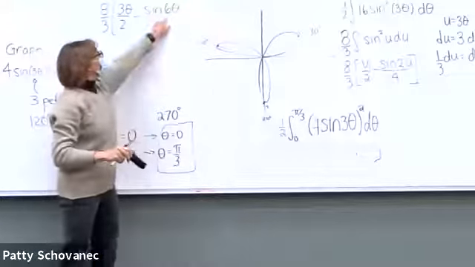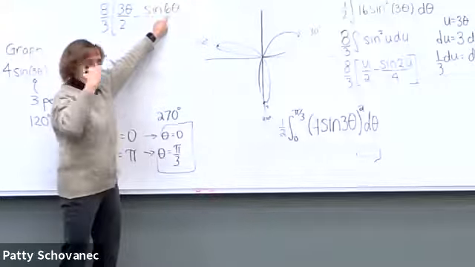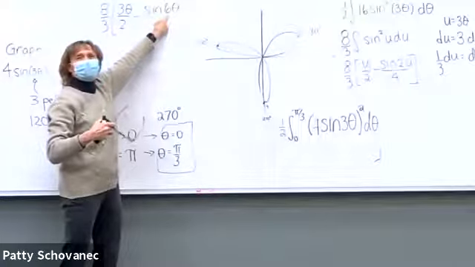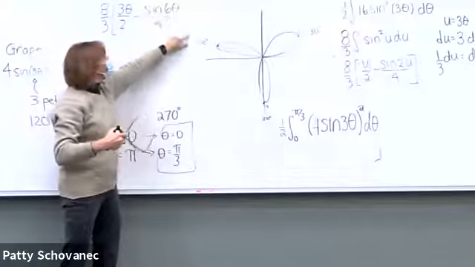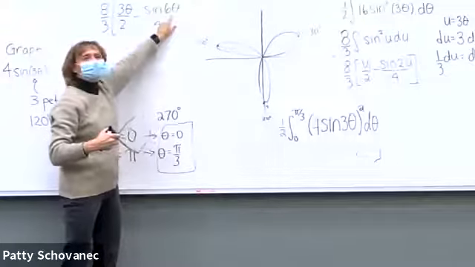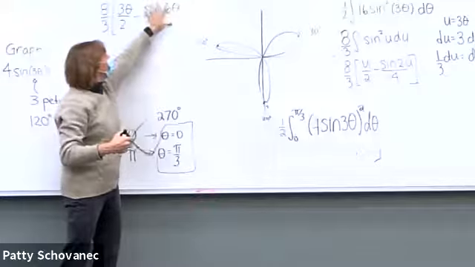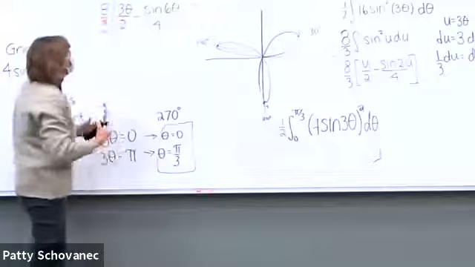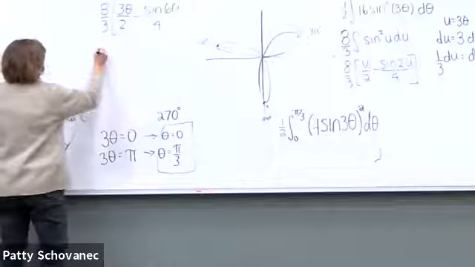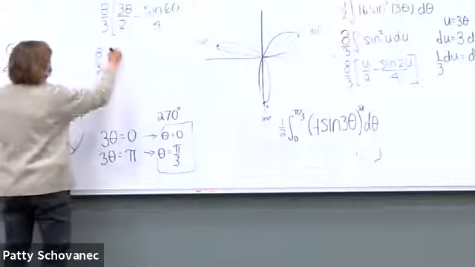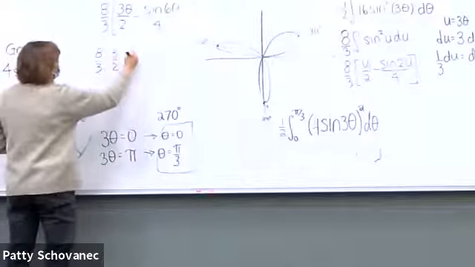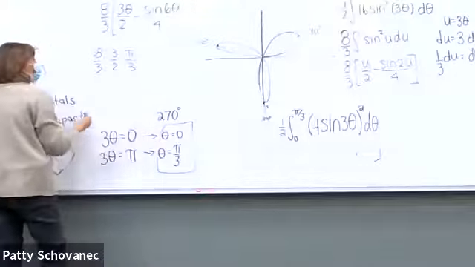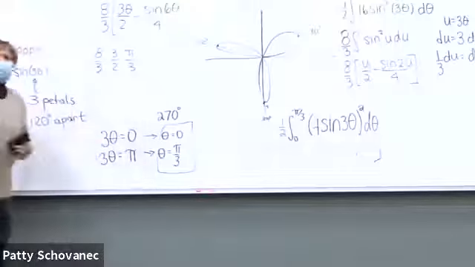But make a quick check, 6 times pi thirds is 2 pi, sine of 2 pi is 0. 6 times 0 is 0. Sine of 0 is 0. So this is 0 at both of those boundaries. So we just have to put a pi thirds in here. 4 pi over 3. And so there's our area. Okay?